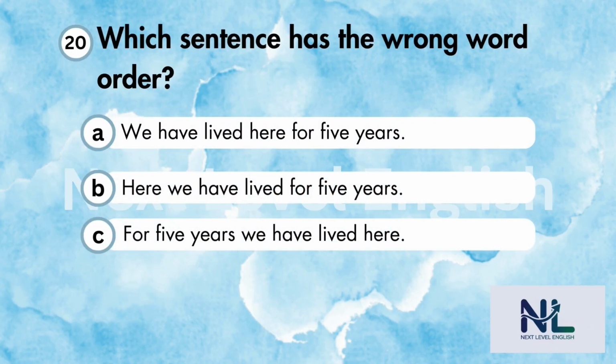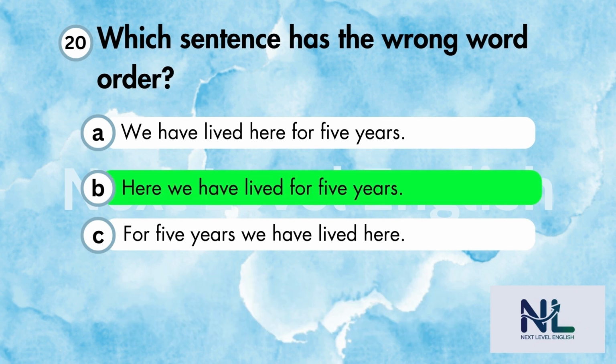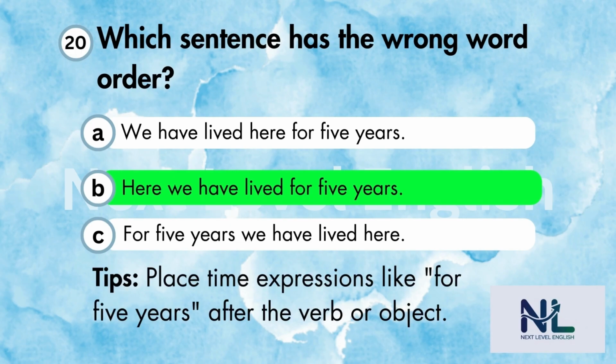20. Which sentence has the wrong word order? Here we have lived for 5 years. Tips: place time expressions like for 5 years after the verb or object.